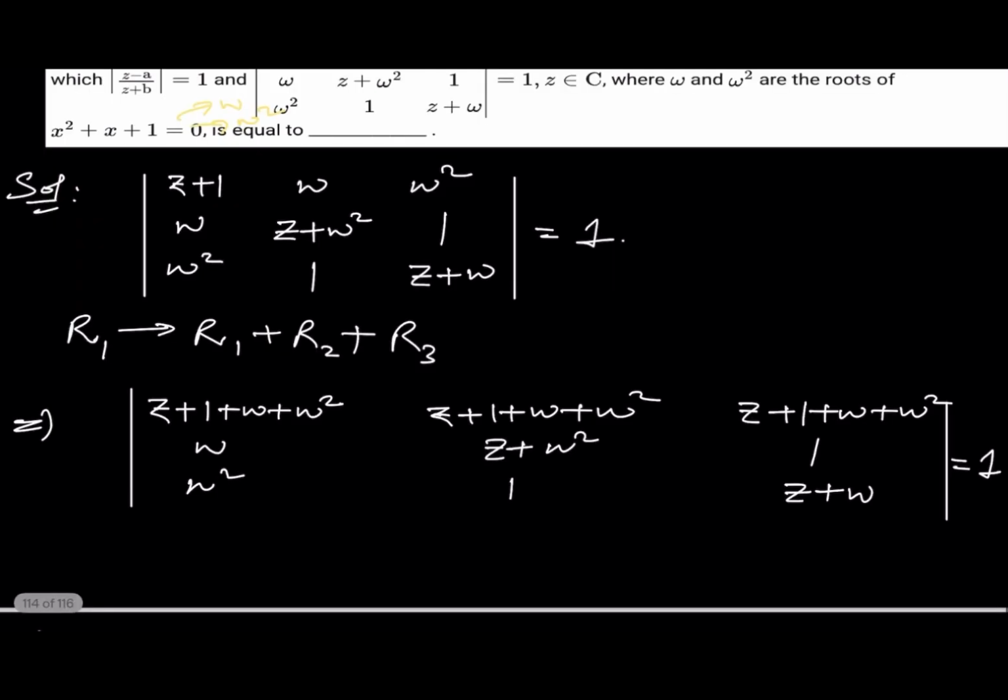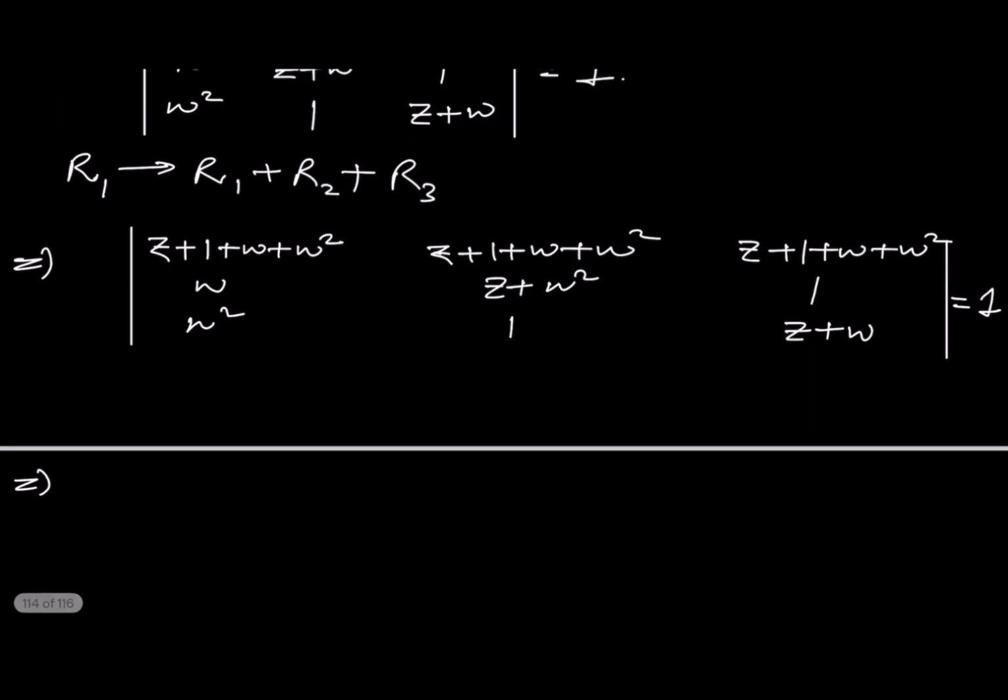Okay, so what will be left? In row 1, z, and I will take z as common. So z times the determinant with rows 1, 1, 1; omega, z plus omega square, 1; omega square, 1, z plus omega is equal to 1.